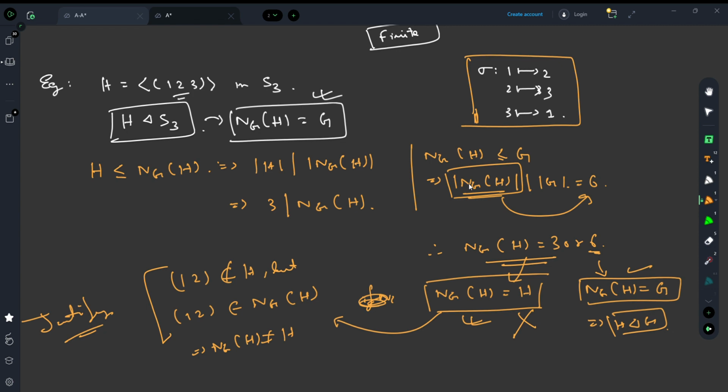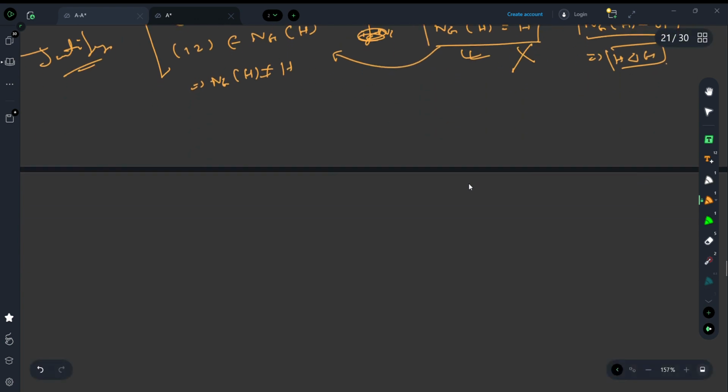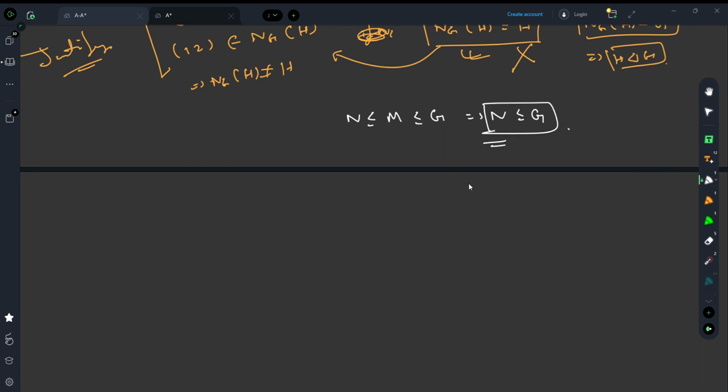Now, normal subgroups do not behave as well as subgroups. Subgroups are very well behaved, the most obedient students of the subject of group theory. Normal subgroups are not such obedient students. There's a very obvious observation, as we have discussed previously, that the relation of being a subgroup is transitive in nature. That is, if N is a subgroup of M and M is a subgroup of G, then N is a subgroup of G. But this does not happen in the case of normal subgroups.